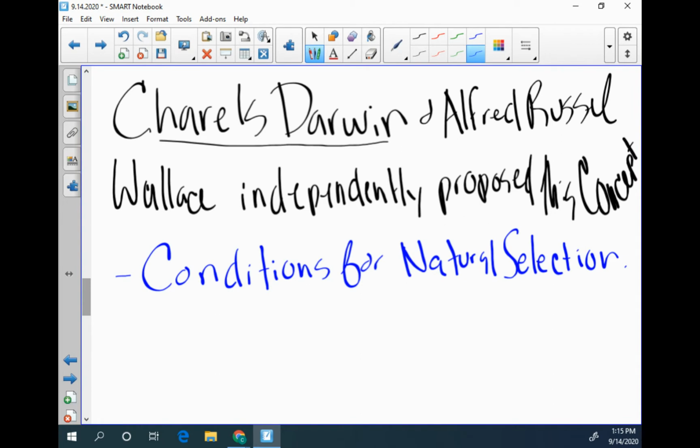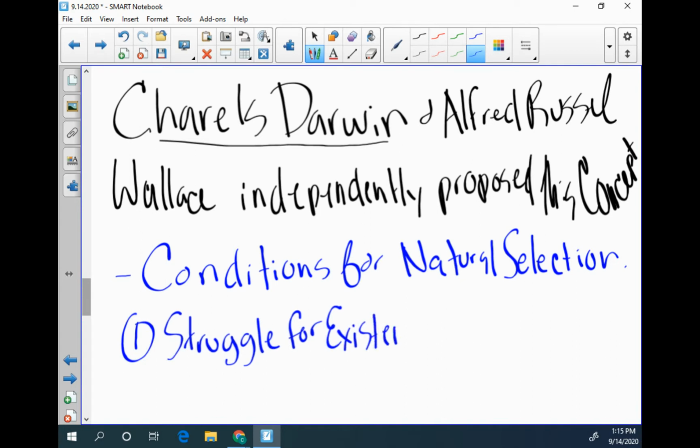Four conditions. Number 1, organisms produce more offspring than can survive, i.e., there has to be some struggle for existence. Number 1, struggle for existence. Some have to die.